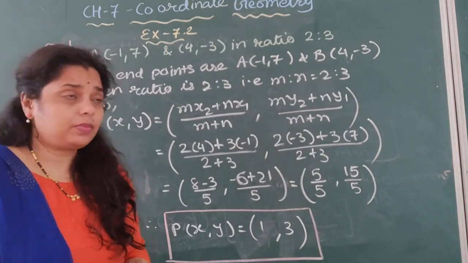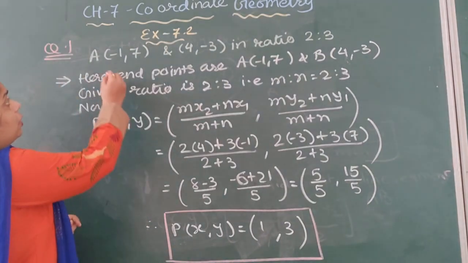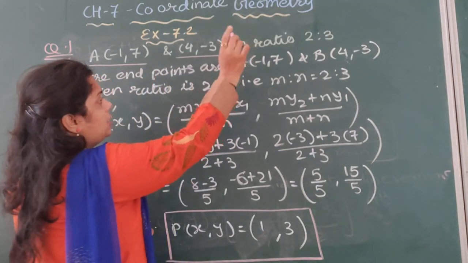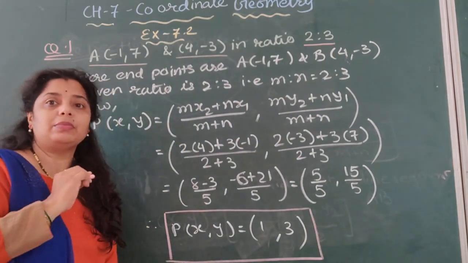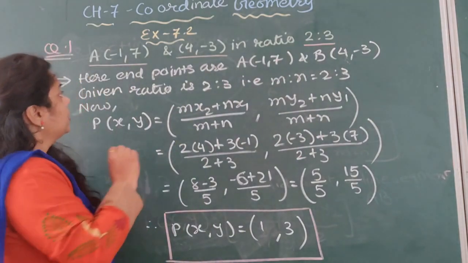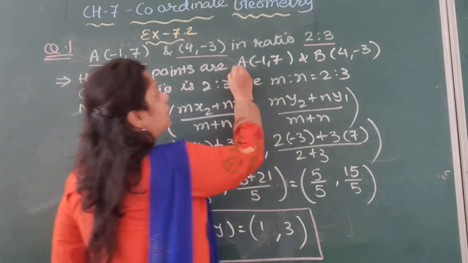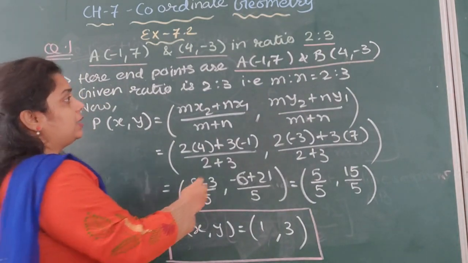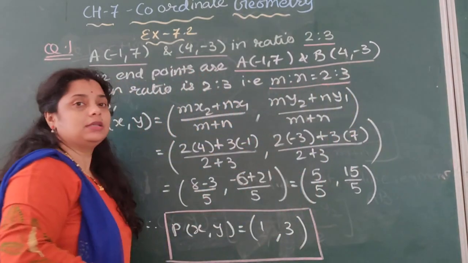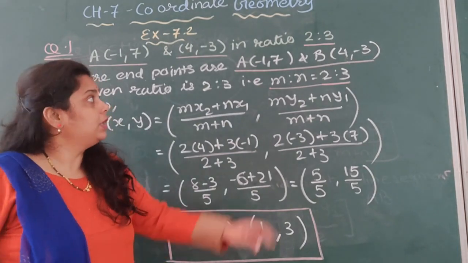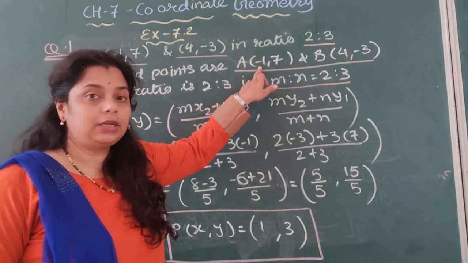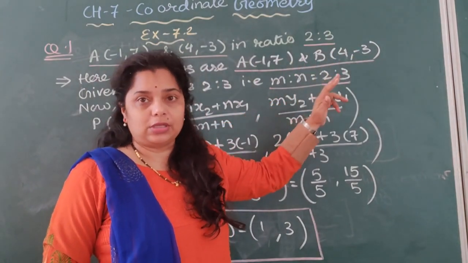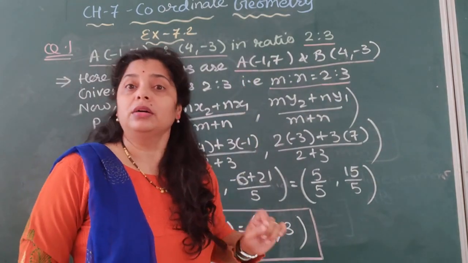So how to do the steps? For that you have to take any one point as A and any one point as B, and the ratio is already given. So m is to n is 2 is to 3. So here the points are given. A is (-1, 7) and B is (4, -3), and the ratio m is to n is equal to 2 is to 3. Now here you can take this A coordinate as x1, y1 or this as x2, y2 or vice versa. It doesn't affect the result.